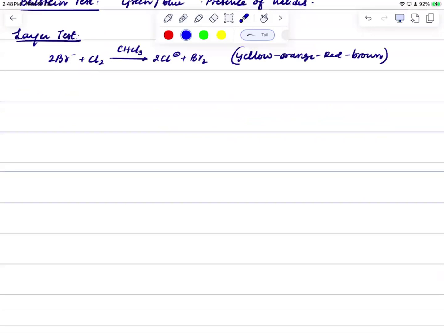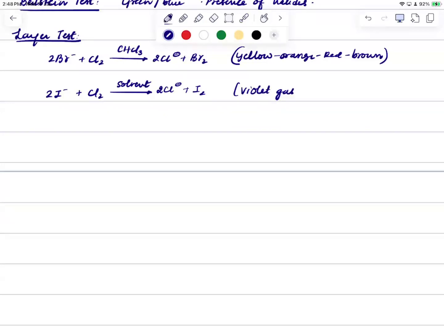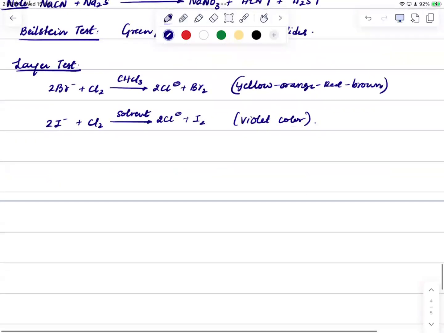Clear? Next, if you have 2I minus plus Cl2, again in the presence of this solvent, which could be chloroform or any of that, this will become 2Cl minus plus I2. And if it is I2, typically it will give violet color. So here it is violet color in most solvents. This is the test for iodides.